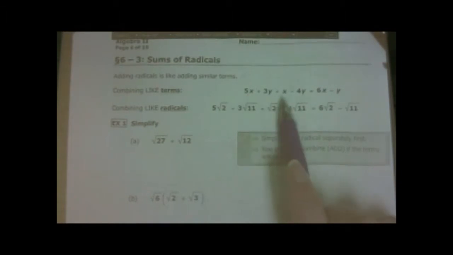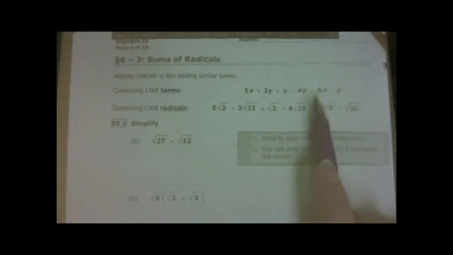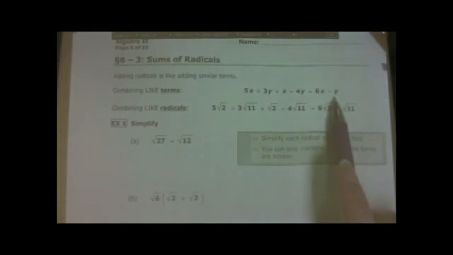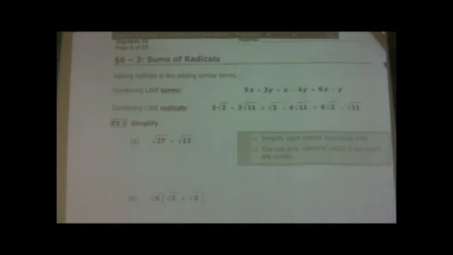I have a 5x here and an x that gives me 6x. 3y minus 4y gives me negative 1y. When I am adding radicals, I'm really doing the same thing.